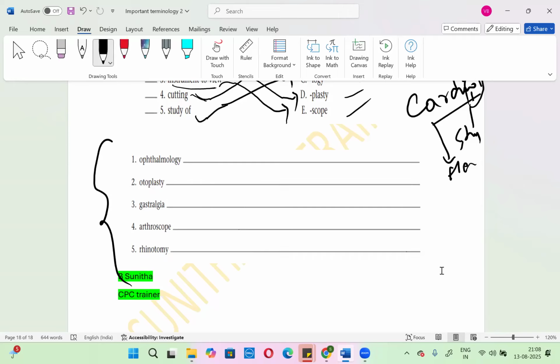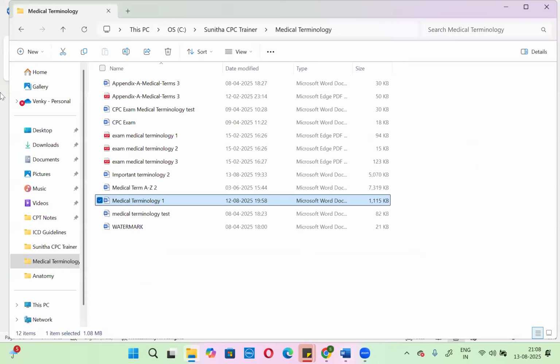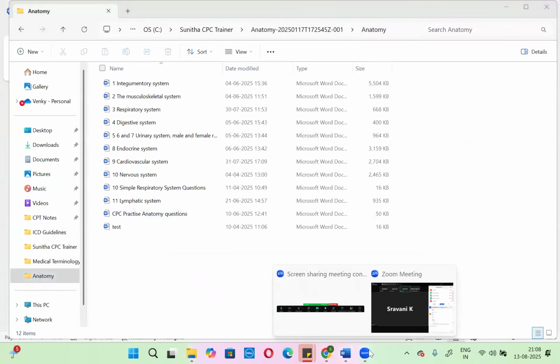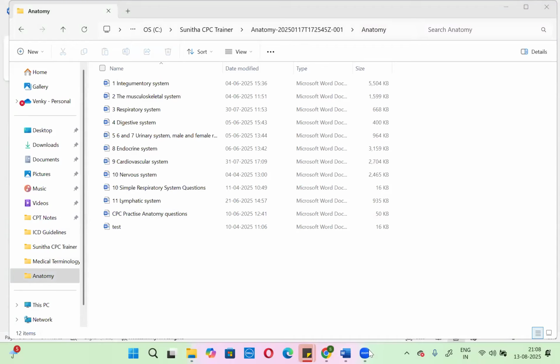Repeating again, from tomorrow onwards, the link is going to be changed. So only the ones who pay the fees will have access. So this is all about the medical terminology. And from tomorrow onwards, I will be starting the anatomy classes. Once the anatomy is complete, we will be going to ICD and CPT also. So this is all about today's session.